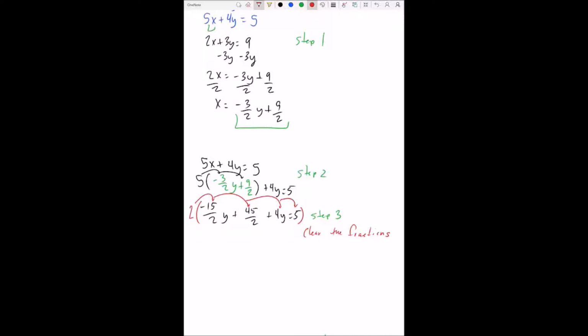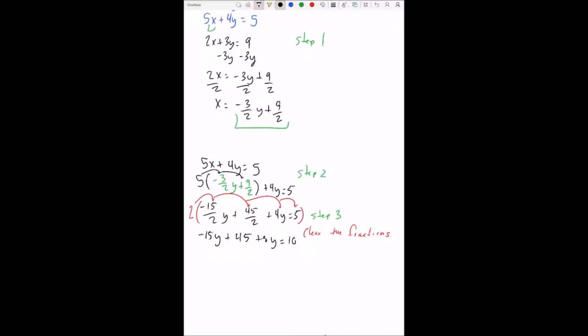So when you multiply it by 2, if you're multiplying by something and it has the same denominator, then it just cancels out. So when we multiply 2 times negative 15 over 2, the 2's cancel out, and we're left with negative 15y. Same thing for our 45 over 2, we're just going to be left with 45. So we get 2 times 4y is 8y, and 2 times 5 is 10. And now it's a lot easier to work with, no more fractions.